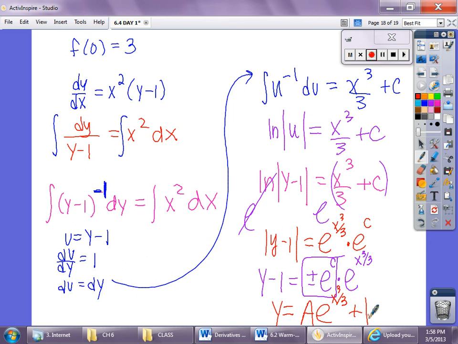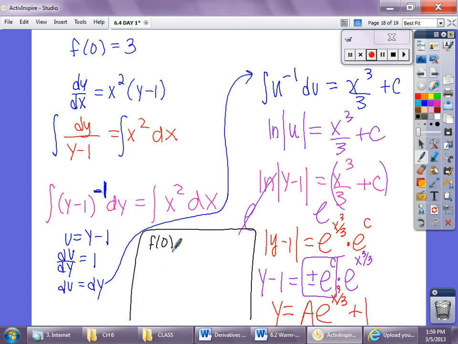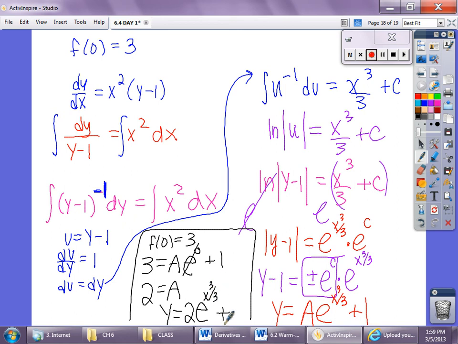Now, very close to the final answer, except for I need to use the initial value. And I'm going to try to squeeze that right here. So let me see if I can draw a nice little box. So the initial value was f of 0 equals 3. So I'm going to substitute 0 and 3. So 3 is equal to a e to the 0 over 3. So that's 0, and then plus 1. That's 1. So a is equal to 2. Therefore, my final equation would be y is equal to 2e to the x cubed over 3 plus 1. All right? The plus or minus is taken care of because the a value ends up being positive 2.